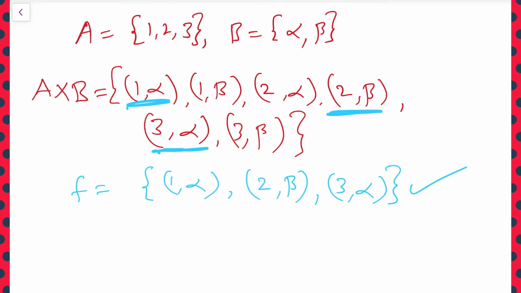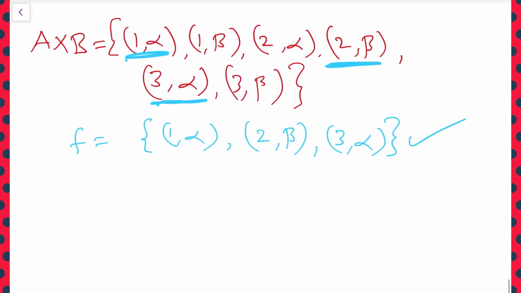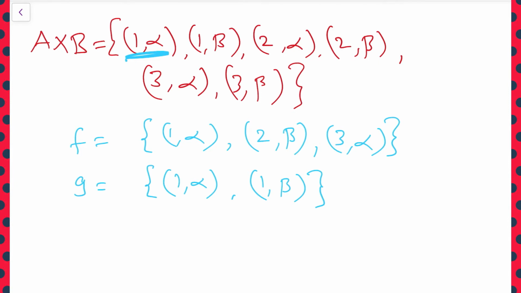Next, he wrote one more relation like this only. That is G is equal to {(1, alpha), (1, beta)}. Let us check. First (1, alpha) as well as (1, beta). Of course, this is also a subset of the Cartesian product only. So G is also a relation from A to B.